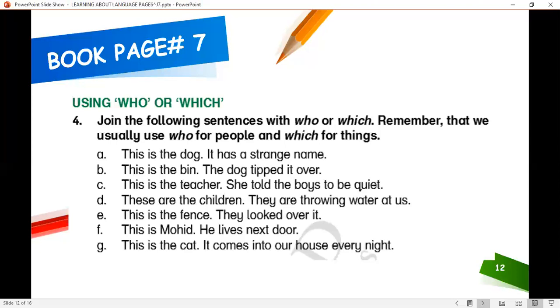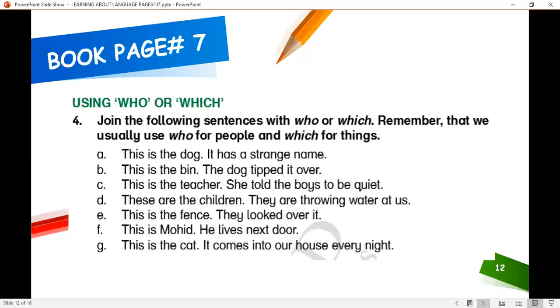We will use who for them. In the next sentence, this is the fence they looked over. Now, a fence is an object or a thing. We will use which for the fence.